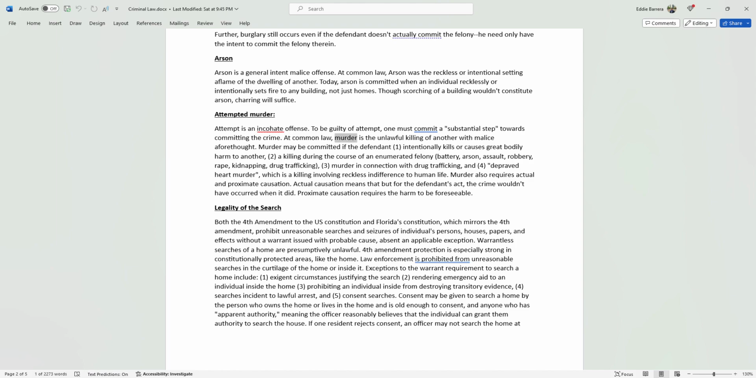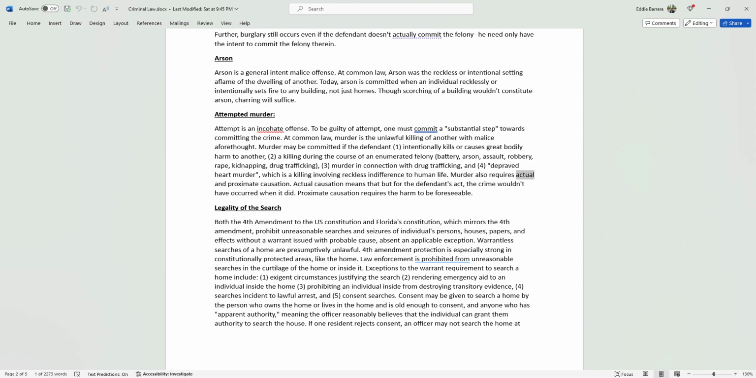At common law, murder is the unlawful killing of another with malice aforethought. Murder may be committed if the defendant, 1. Intentionally kills or causes great bodily harm to another, 2. A killing during the course of an enumerated felony: battery, arson, assault, robbery, rape, kidnapping, drug trafficking, 3. Murder in connection with drug trafficking, and 4. Depraved heart murder, which is a killing involving reckless indifference to human life.